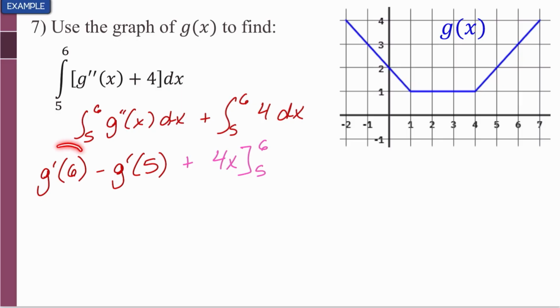So to find g prime of 6 and g prime of 5, I need to look at the graph, and specifically I'm looking at the slope of the graph, because remember the derivative means slope. So looking at the graph when x is equal to 5, the slope is 1, and same when x is equal to 6. So g prime of 6 is going to be 1, g prime of 5 is also going to be 1, and then over here we can do the antiderivative, so it's going to be 4 times 6 minus 4 times 5. So that's going to end up being 24 minus 20, so just 4.